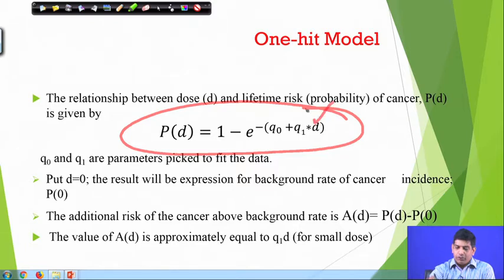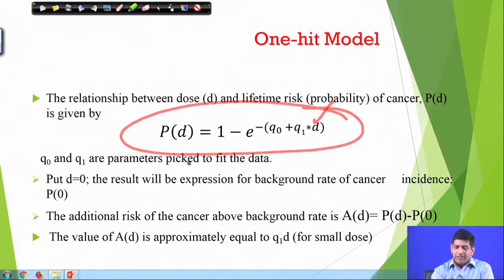PD is this, just to get you very clear, d is the dose. Q1 and Q2 are the parameters picked to fit the data, so they are basically constants. Now as you increase the d value, you will see changes in the probability. At d equal to 0, that means no additional dose, that is the background probability for having that particular cancer. As we increase the d, the numbers will change.